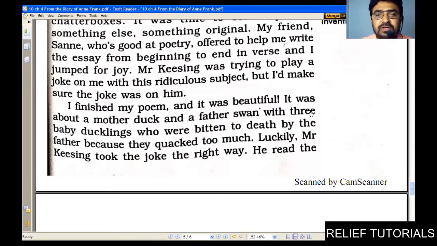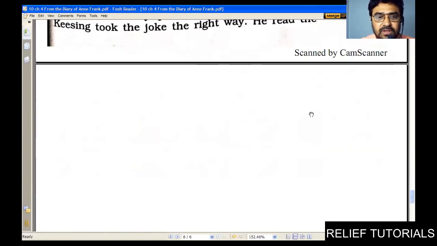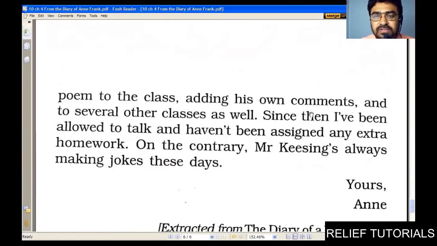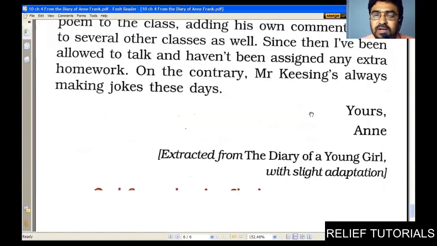It could have been taken, if I were in his place, I would have taken it very, very harshly and very, very badly. But Mr. Keesing luckily took the joke the right way. He read the poem to the class, adding his own comments, and to several other classes as well. It was appreciated. It was innovative. He took it very lightly. So, in a way, Anne Frank was spared by luck. Since then, I have been allowed to talk and haven't been assigned any extra homework.